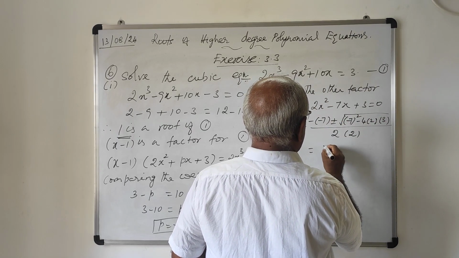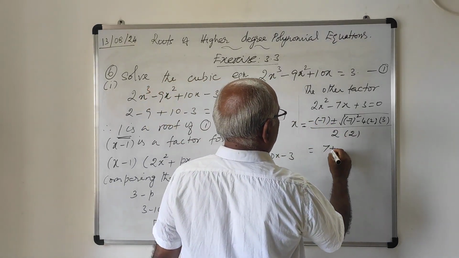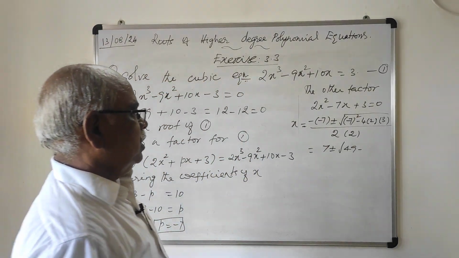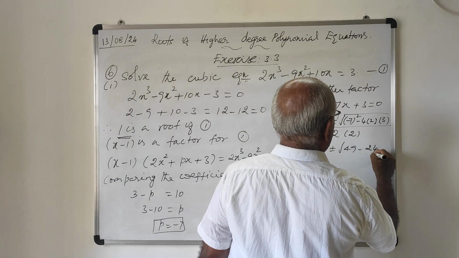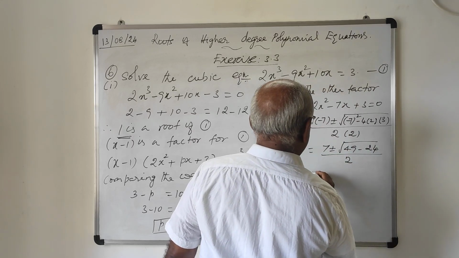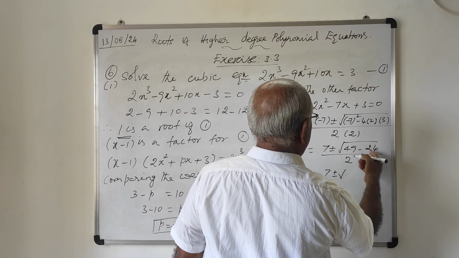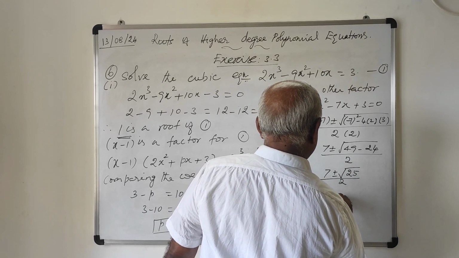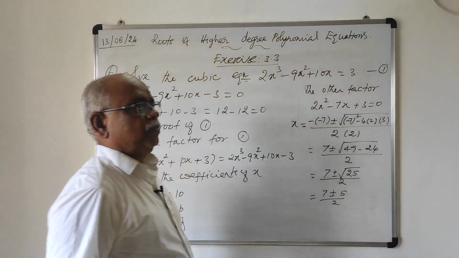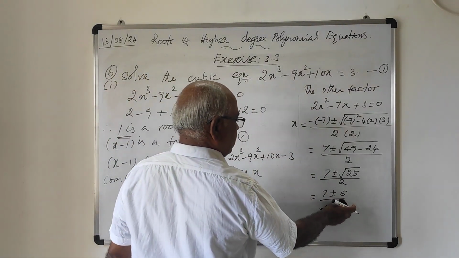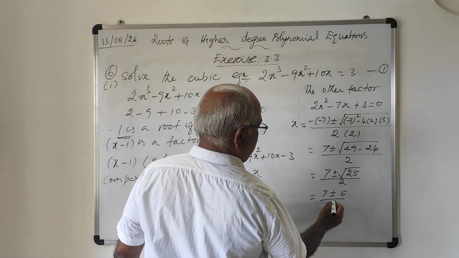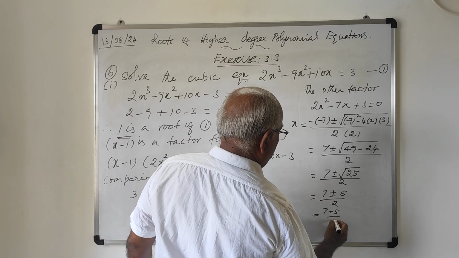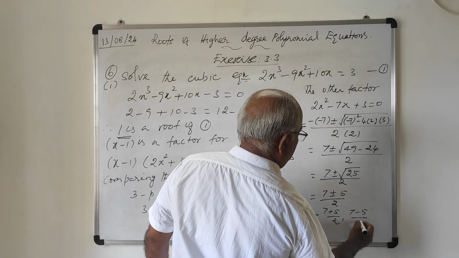So this is equal to minus minus 7, that is 7, plus or minus root of 49 minus 4 into 2 into 3. 4 2s are 8, 8 3s are 24. 49 minus 24 is 25, so 7 plus or minus root of 25 by 2, that is 7 plus or minus 5 by 2. So this is 7 plus 5 by 2, comma 7 minus 5 by 2.